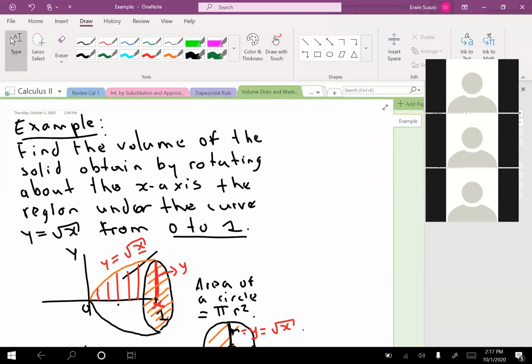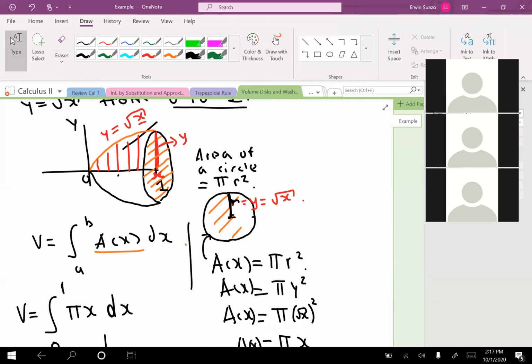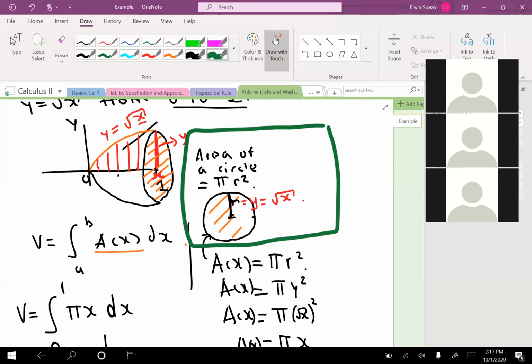It takes us a little bit to make the drawing, cut the slice or the disc. Really, the key part of this process is to find the area. You need to find this A of x. And once you find that, you are done, okay?